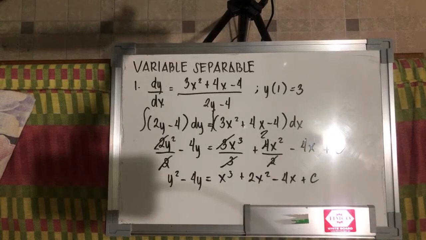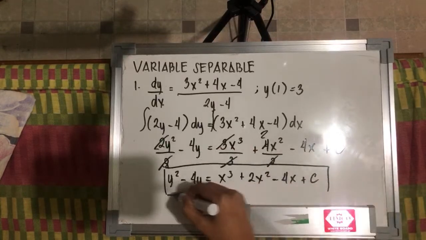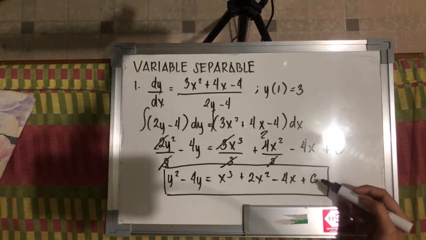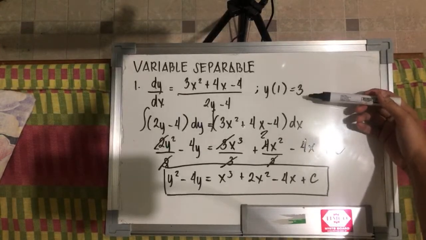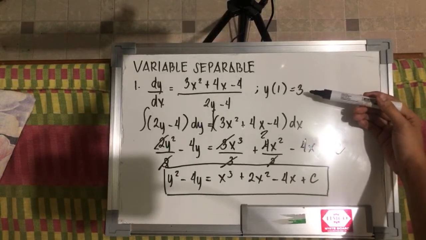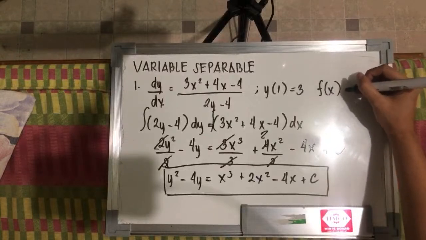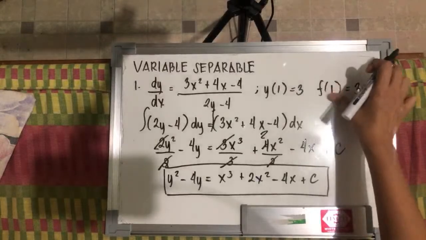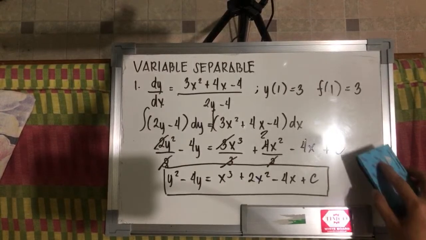So, ito na yung general solution. General solution, di ba, kasi meron siyang arbitrary constant pa rin dito, which is yung c. Ngayon, since given din yung function na to, which is y of 1 is equal to 3, parang ano lang din yan, f of 1 is equal to 3. So, with that, pwede natin kunin yung particular solution niya.